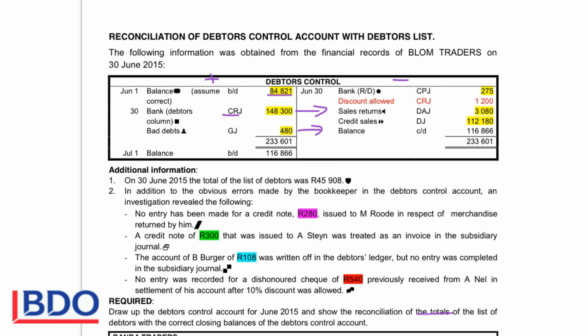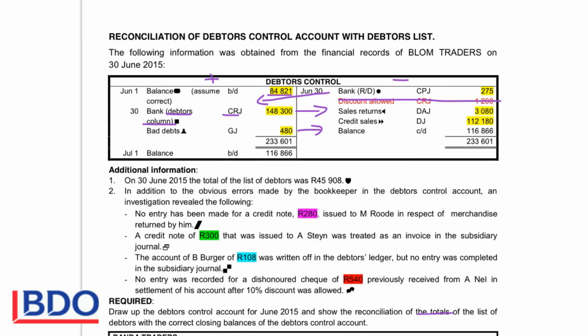Bank RD is a check that came back from the bank, so the debtors owe the money to the business again, therefore that entry should be on the debit side. Because they said the bank includes the discount, in your bank column you add the amount received plus the discount, and in the debtors control column, you show the total. The discount should not be in this account at all. At the end of the exercise, I will explain this discount in detail.